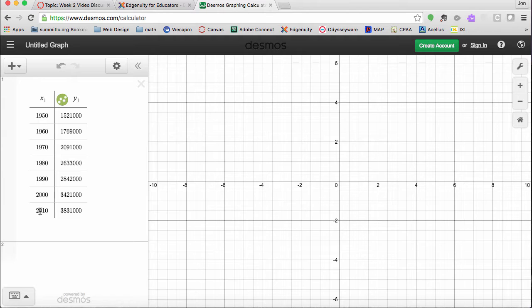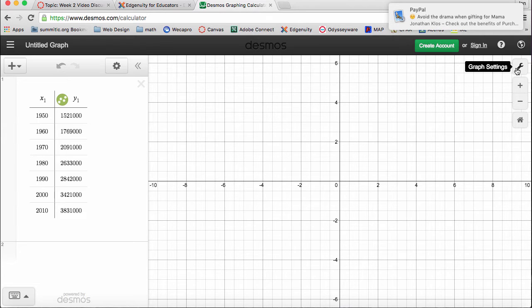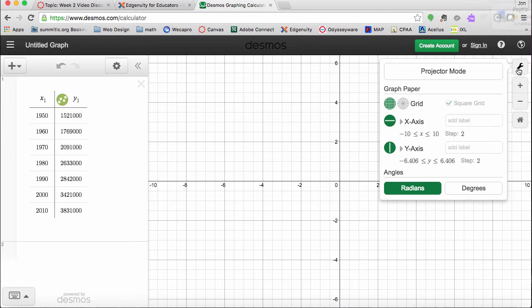But when I look at these numbers, I'm dealing with thousands of numbers, 1950 to 2010 for x, and I'm dealing with 1,521,000 all the way up to 3,831,000. So I need to adjust my window to be able to see these things. So let's go to graph settings. And here I can adjust the x-axis, where do I want to see, and I can adjust the y-axis, where do I want to see. So I'm going to make it so I can see these points.